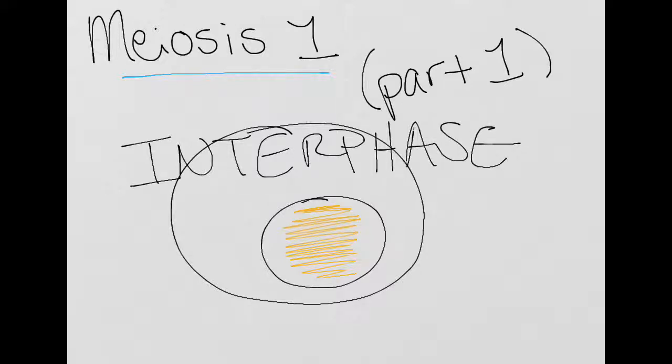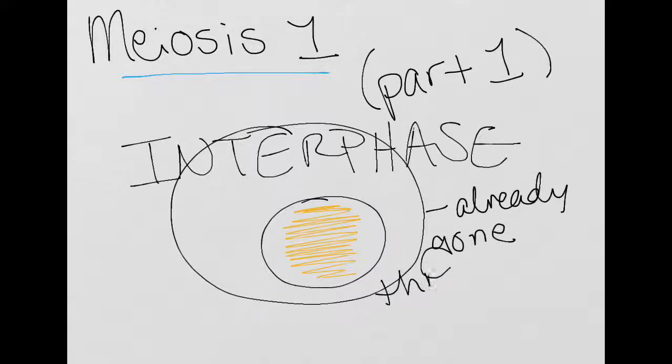Now, not all cells do meiosis. This is obviously a cell that will become some sort of a sex cell. In males, it will be a sperm. In females, it will be an egg. The cell has already gone through the S phase. So it has already duplicated its DNA, all right? And so we're going to go straight into the first part of meiosis.